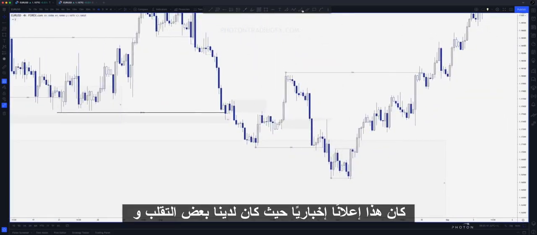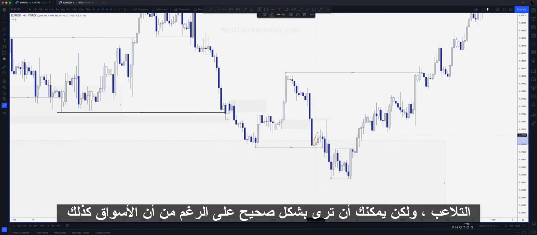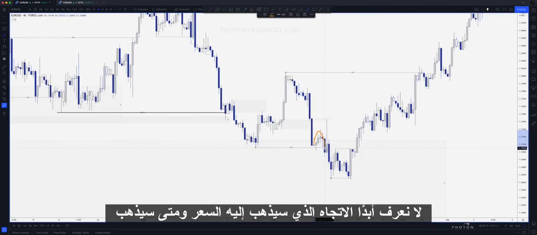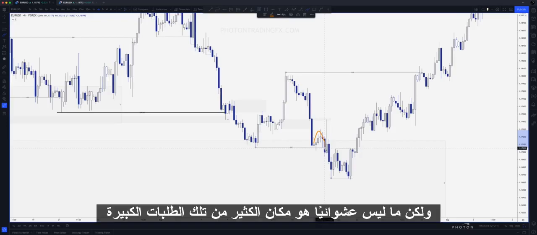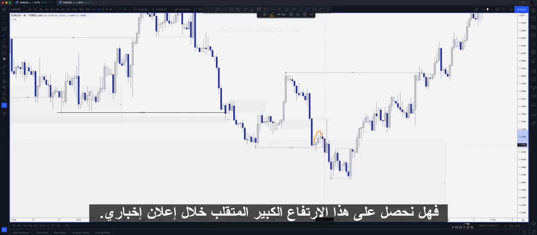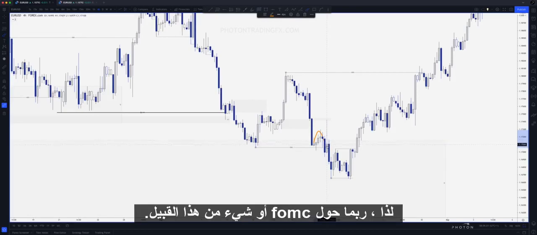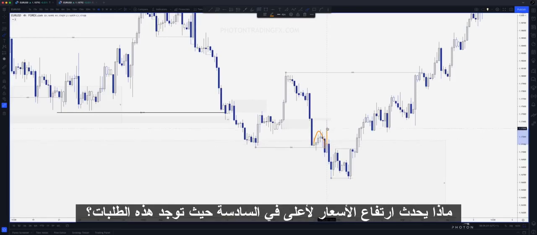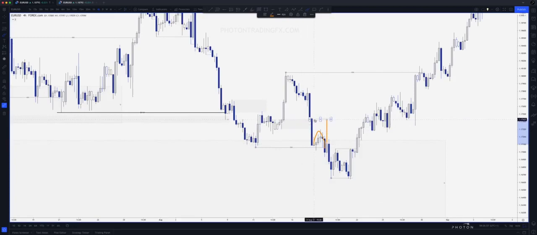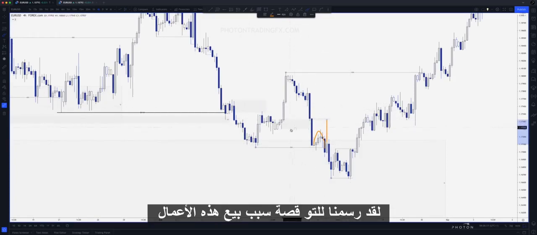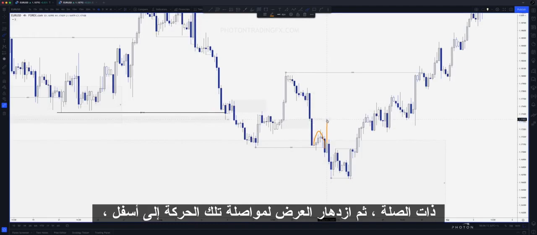This was a news announcement where we had a bit of volatility and manipulation, but you can see, even though the markets are random, we never know which way price is going to go and when it's going to go. But what isn't random is where a lot of those big orders are sitting in the market. So though we get this big volatile spike during a news announcement that happened back on the 18th of August, at 6 p.m, so probably around FOMC or something like that, what happens? Price spikes up, it seeks where those orders are. We've just painted the story of why these buy to sell wicks are relevant, and then boom, enough supply to continue that movement down.